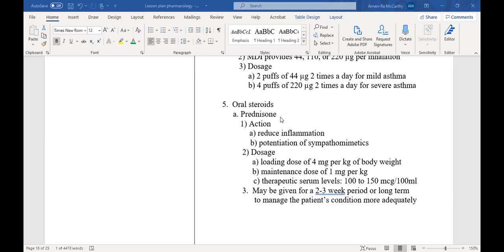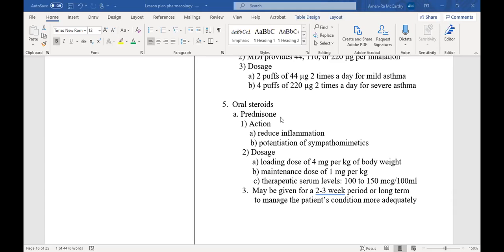So the therapeutic serum level for prednisone is 100 to 150 micrograms per deciliter, or 100 milliliters of blood, which is a deciliter. Therapeutic serum levels of prednisone are 100 to 150 micrograms per deciliter. That's what we're looking for.